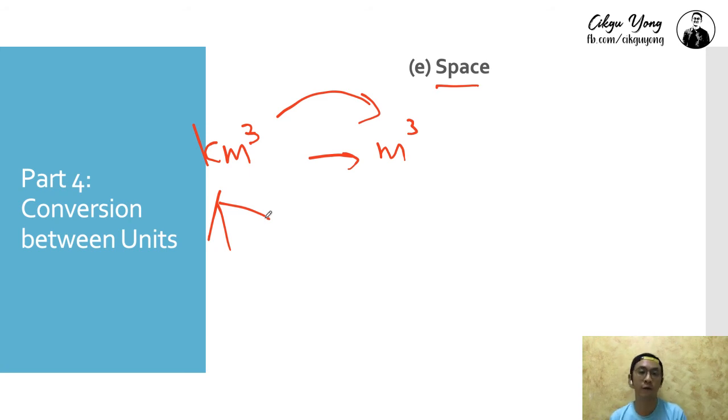You have to ask yourself, from this unit to this particular unit, what is the number that I have to use? Then the second question for you is whether to times or to divide. It depends whether you want to go from a bigger scale to a smaller scale or from a smaller scale to a bigger scale. All right. So this is the last part that we will cover in this video series.